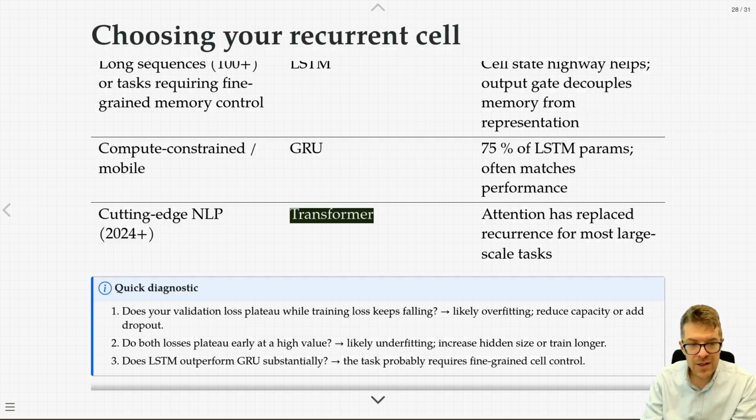Is LSTM always outperforming GRU? Then this might indicate that there's something in the task that requires fine-grained cell control. Speaking very vaguely, it's very hard to specify or diagnose where this is happening, but this can be a superficial behavior. If GRUs are outperforming LSTMs, then by all means use a GRU because they're more computationally efficient.